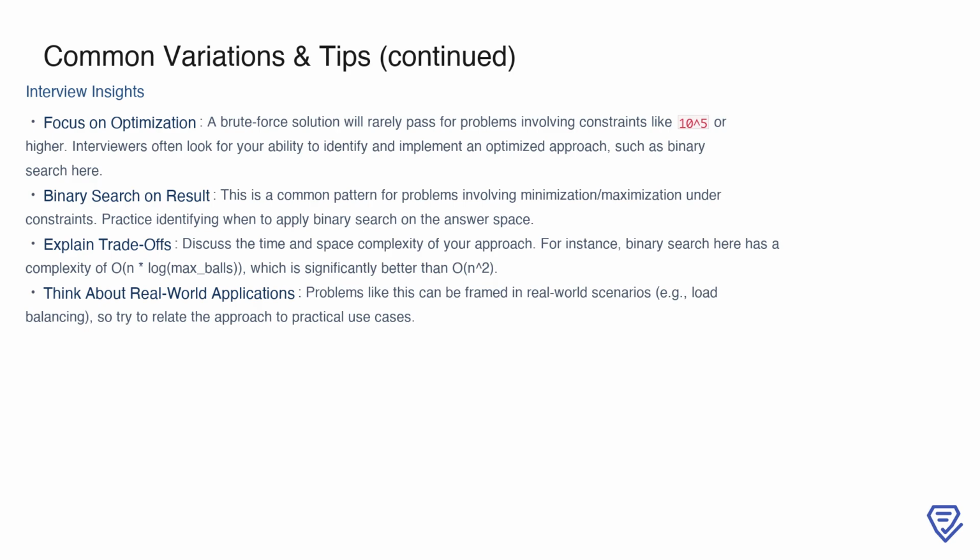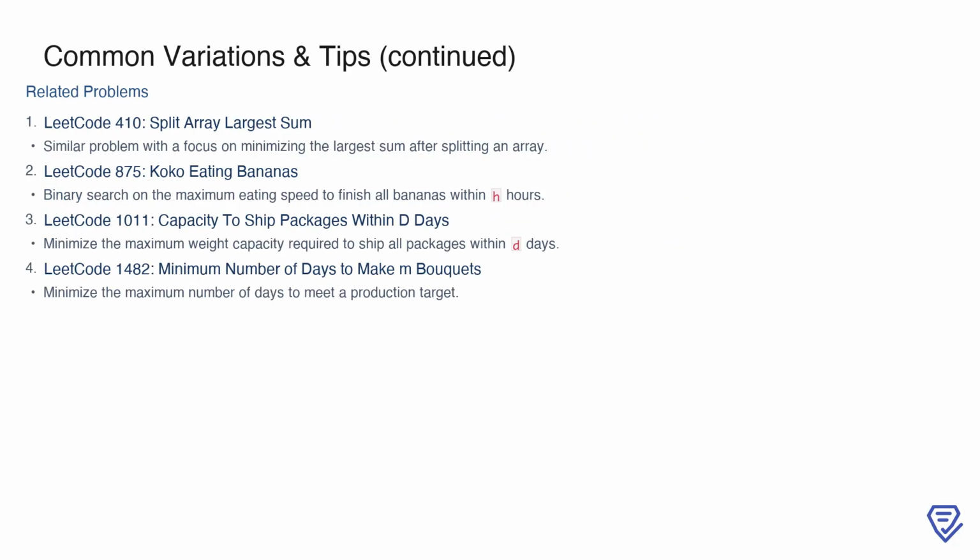Also, be prepared to explain the trade-offs in your solution. For instance, binary search here offers a time complexity of O(n log max_balls), which is much more efficient than the naive O(n²) approach. Finally, think about real-world applications when discussing your solution. This problem can be related to practical scenarios like load balancing, so connecting your approach to such use cases can demonstrate a deeper understanding.